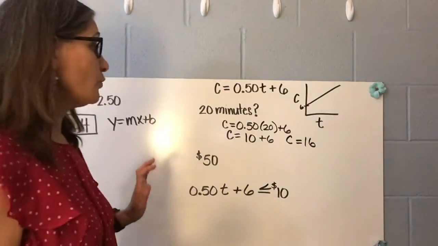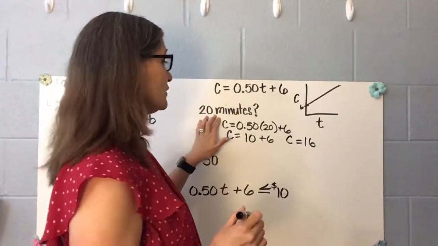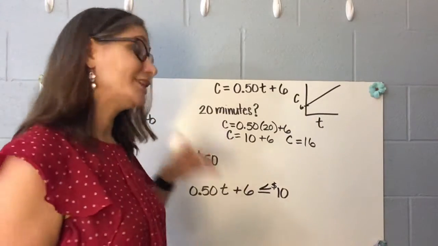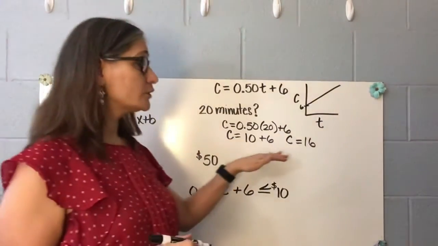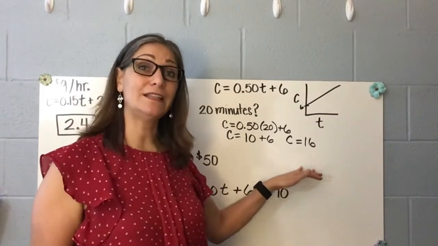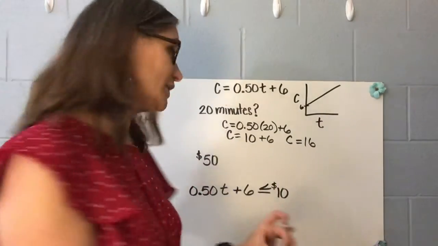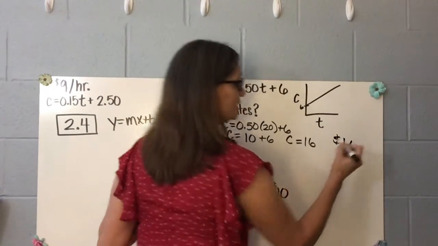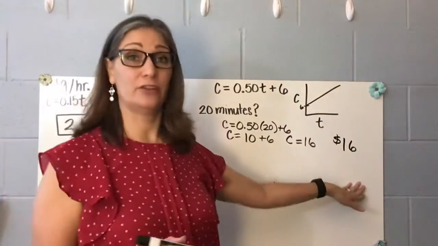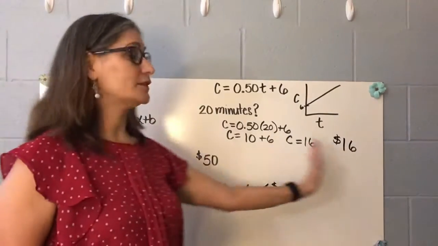So the question was, if I rented my vehicle for 20 minutes, how much would it cost? And the answer is it would cost $16. So the solution to the equation is C equals 16, but the actual answer to the question has to be written with its label with it, which is $16. So that's the actual final correct answer, and this is the process I went through to get there.